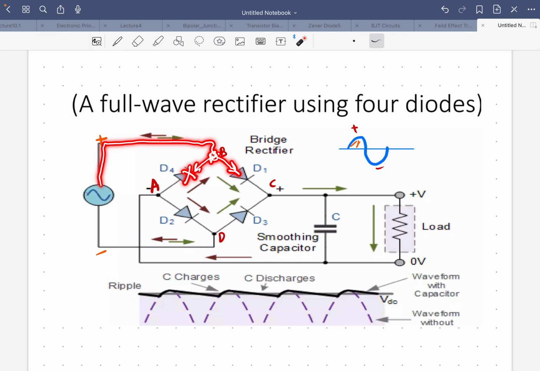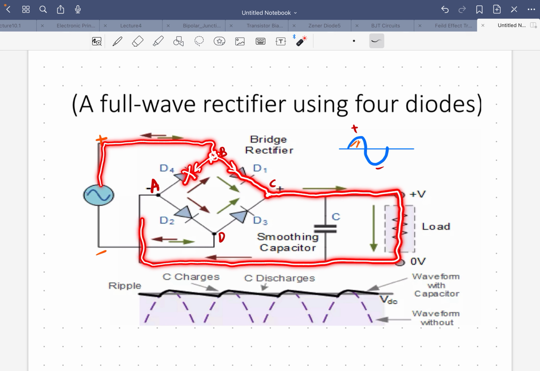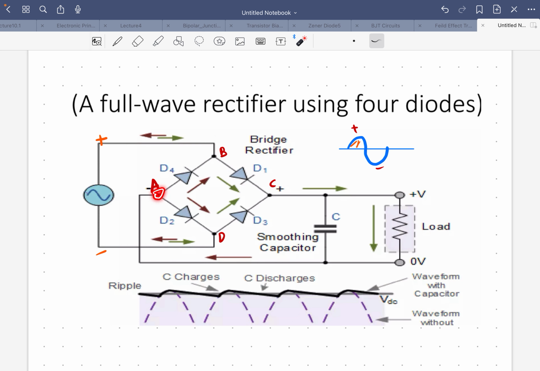So we have to go to diode number 1, and we see clearly at point C, we cannot also go through diode number 3 since it is connected in reverse bias. So we will go through the load, then back to point A. So here at point A, the current has two choices, to go through diode number 4 or to go to diode number 2.